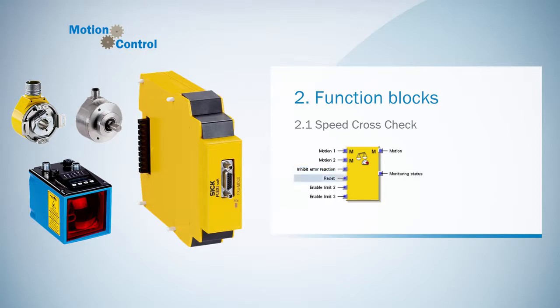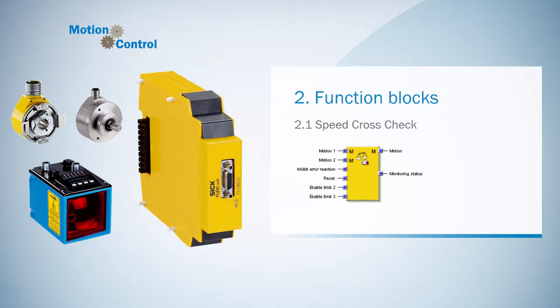Another selectable input is the reset. With this input, it's possible to reset a fault condition using an external signal. If the last optional inputs enable limit 2 and enable limit 3 are used and a high signal is present, it is allowed to exceed the configured value for the relative speed difference of limit 1.